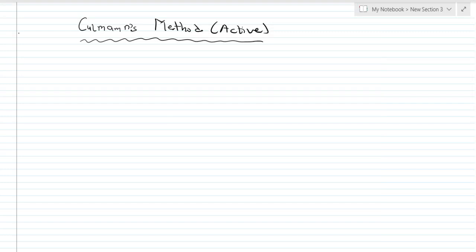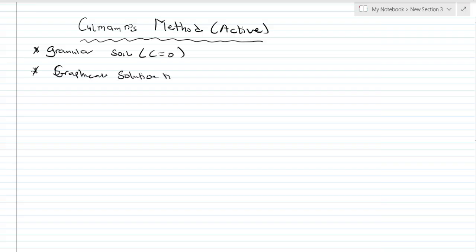So we are going to talk about Culmann's method for active earth pressure. In this one, we are going to deal with the active case, with granular soil, where C is equal to zero, what we call cohesionless soil. Also note that Culmann's method is a graphical solution to Coulomb's theory, or to Coulomb's method.